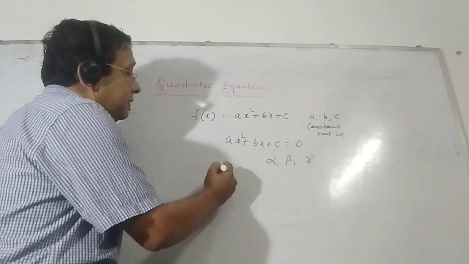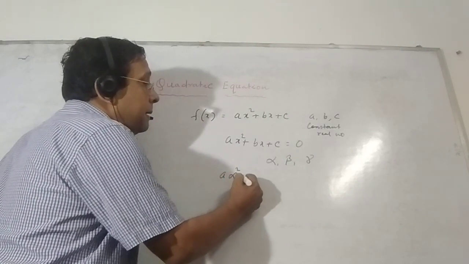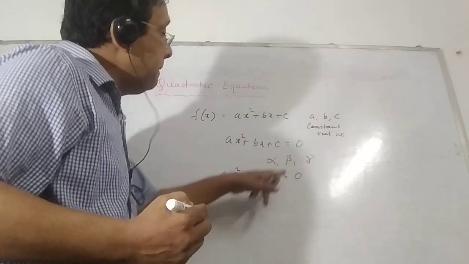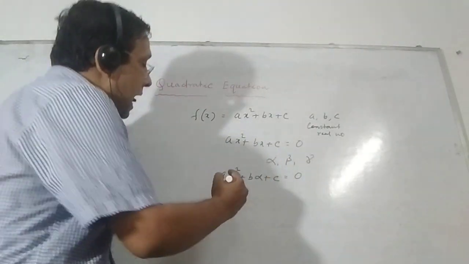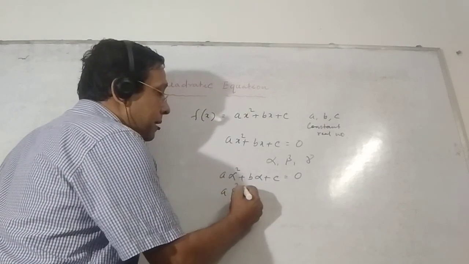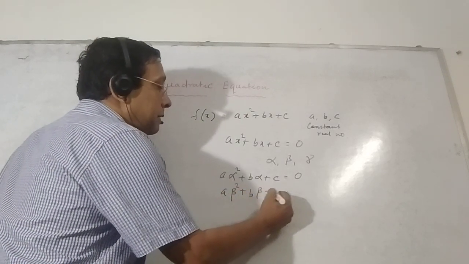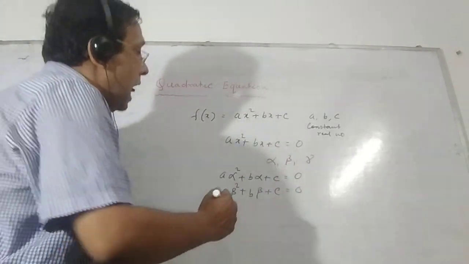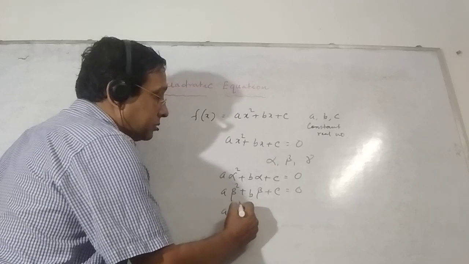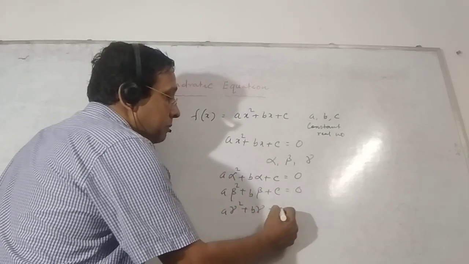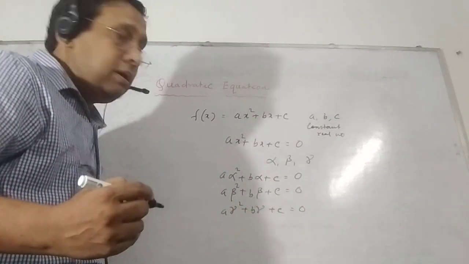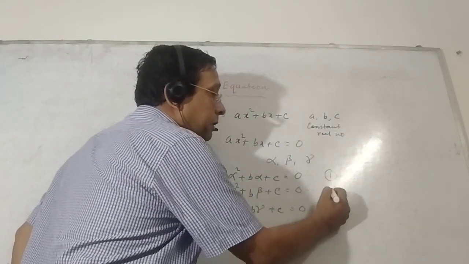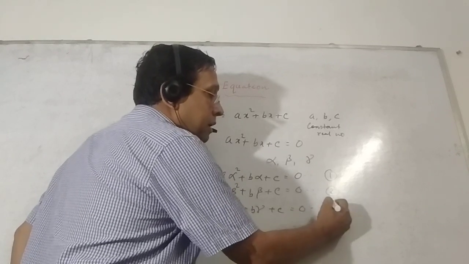So we can write this as a alpha square plus b alpha plus c is equal to 0. Similarly, if beta is a root of this equation, I can write this as a beta square plus b beta plus c is equal to 0. Similarly, if gamma is a root of this equation, I can write this as a gamma square plus b gamma plus c is equal to 0. So it has three equations: equation number 1, equation number 2, and equation number 3.